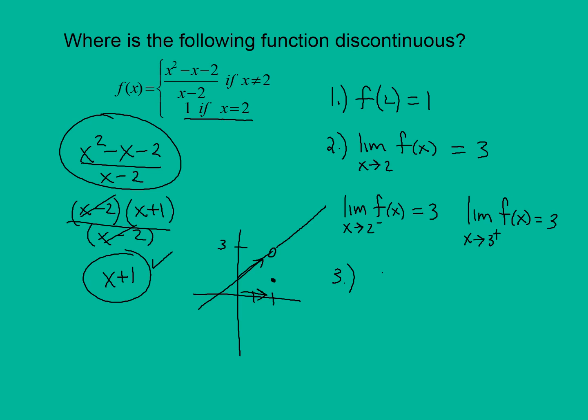So we move to criteria number 3. Does f of 2 equal the limit of f of x as x approaches 2? And if we look back at criteria number 1 and 2, we see those do not equal each other. Therefore, these are not equivalent. Therefore, this piecewise function is not continuous at x equals 2.